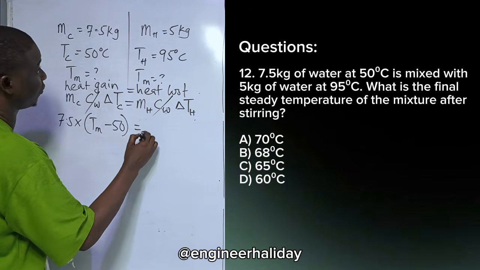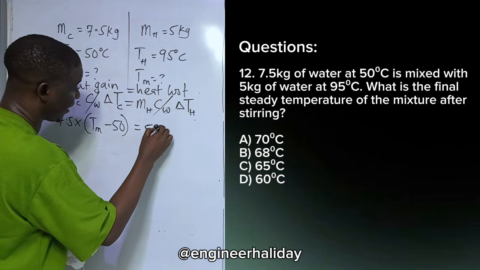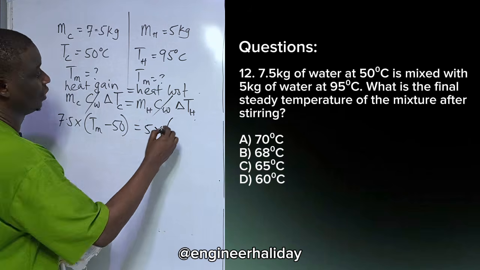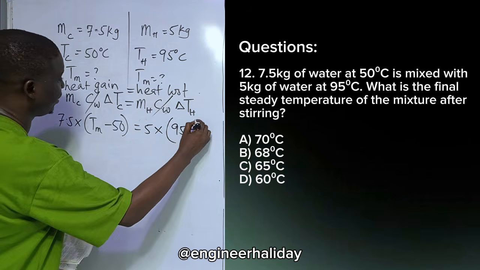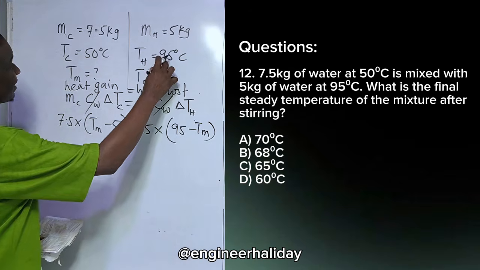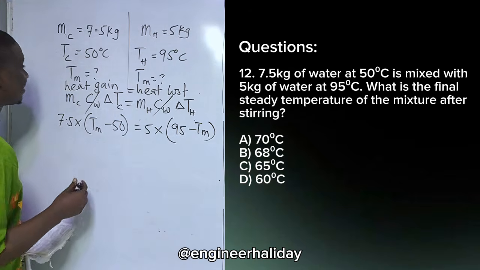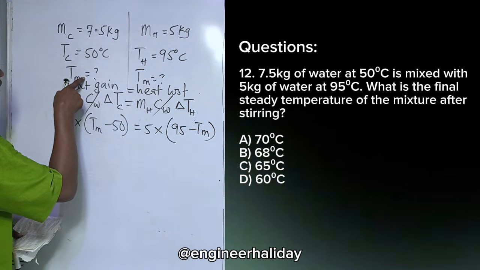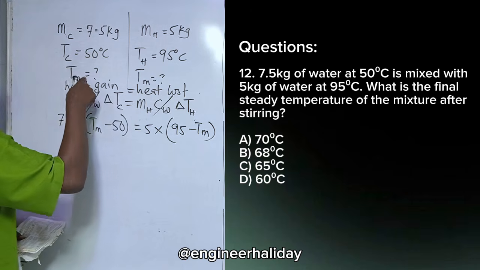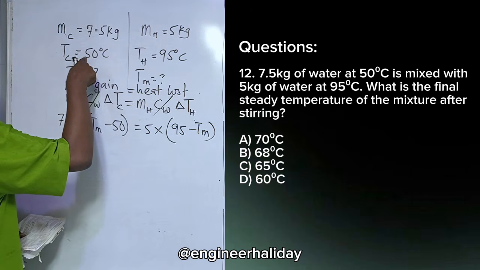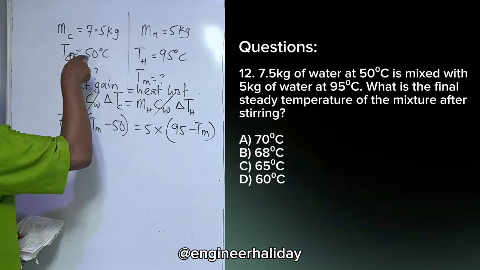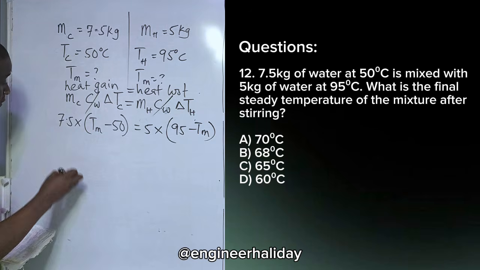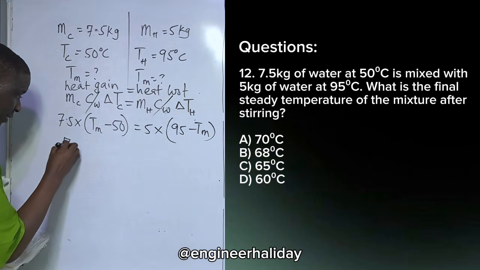the mass of your hot substance, 5, times the final temperature: 95 minus Tm. Because this one will be the final temperature, while this one will be the initial temperature. But for the cold substance, the temperature of the mixture will be the final, while the initial temperature of the cold substance will not be the same.